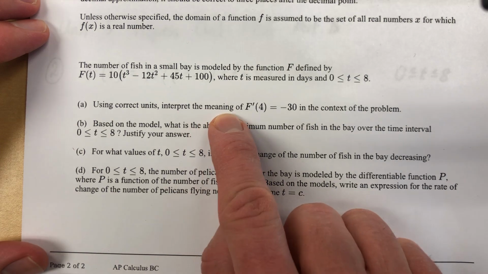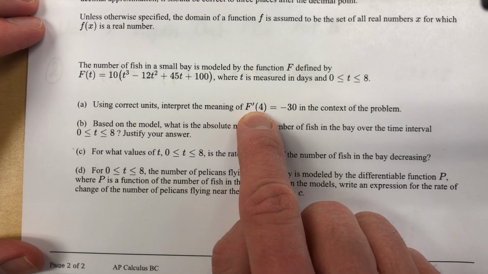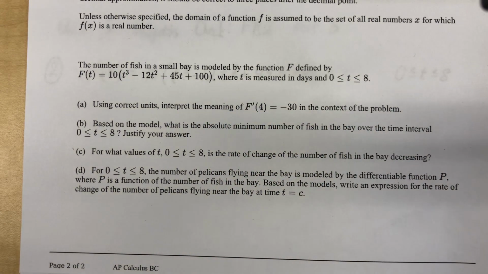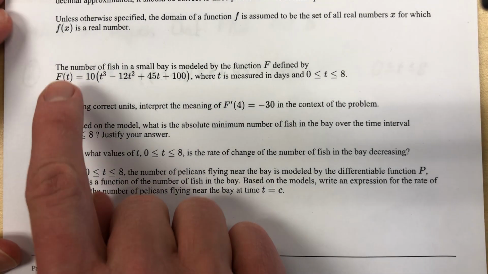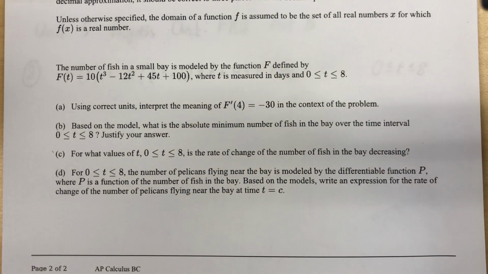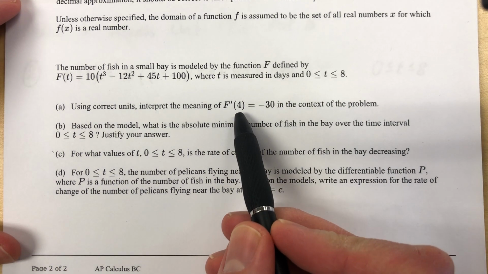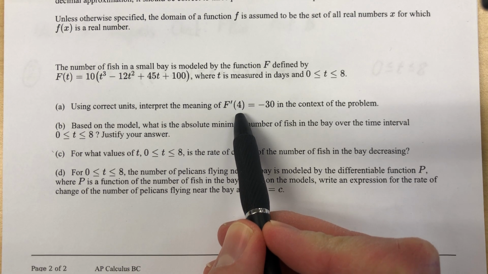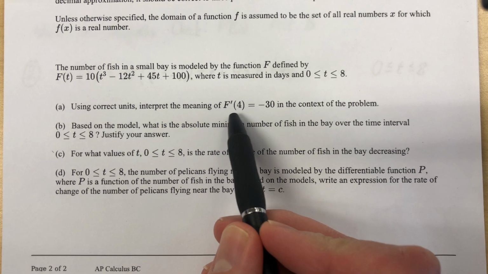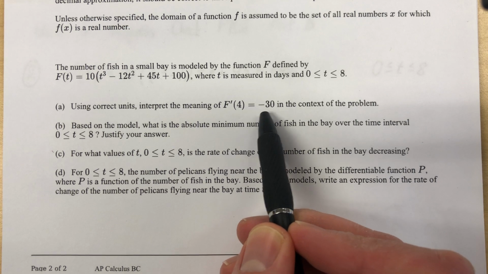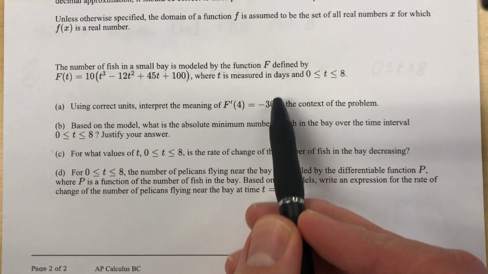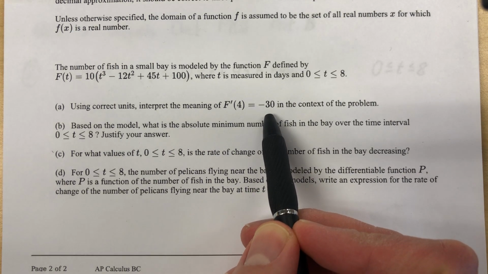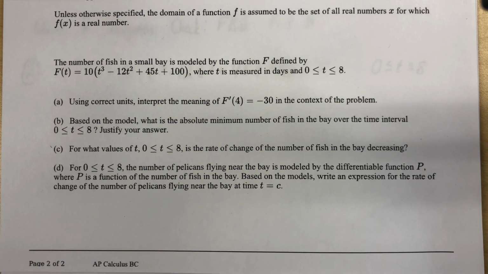Using the correct units, interpret the meaning of f prime of 4 equals negative 30 in the context of the problem. Well, obviously we're dealing with a rate of change, and it is the rate of change of the number of fish per day, and we do need to use the correct units, so let's just go ahead and write it. We are dealing with time of 4, day 4. So at day 4, the number of fish is changing at a rate of negative 30 fish per day, and instead of negative 30 fish per day, you could say it's decreasing at 30 fish per day. So that's what I'm going to write.